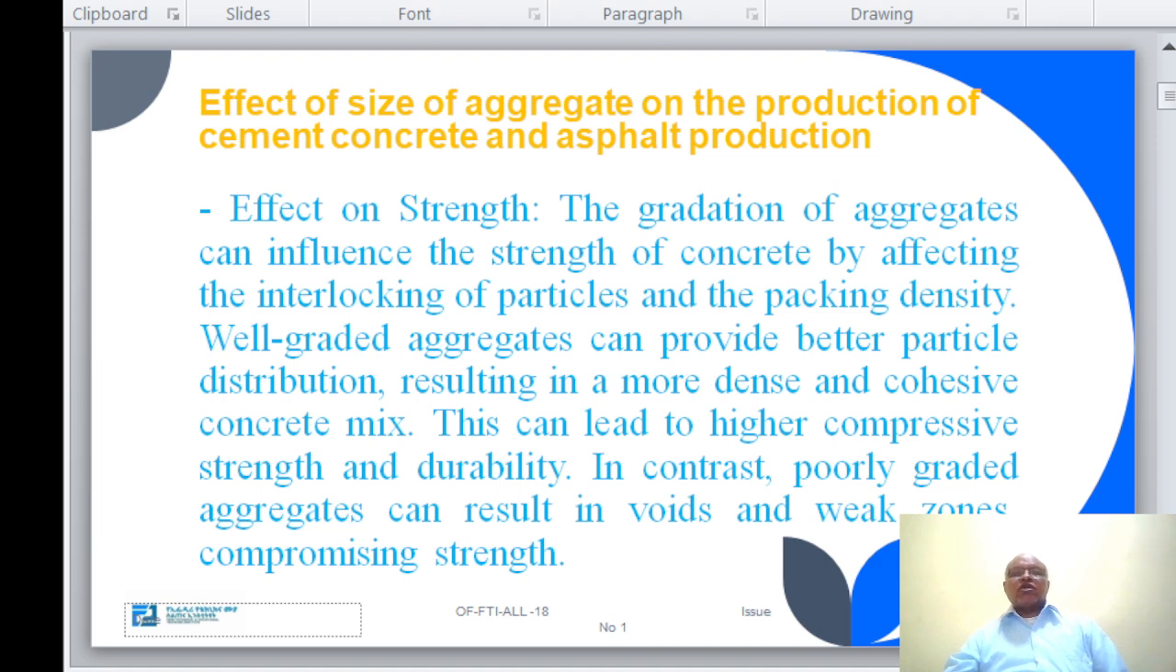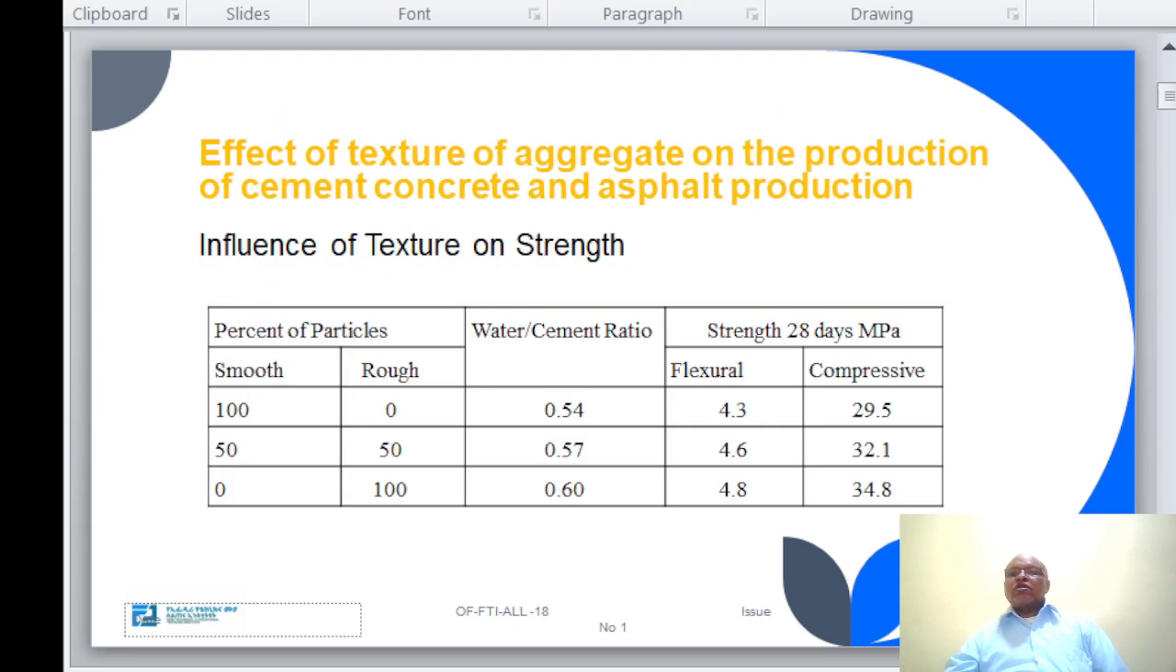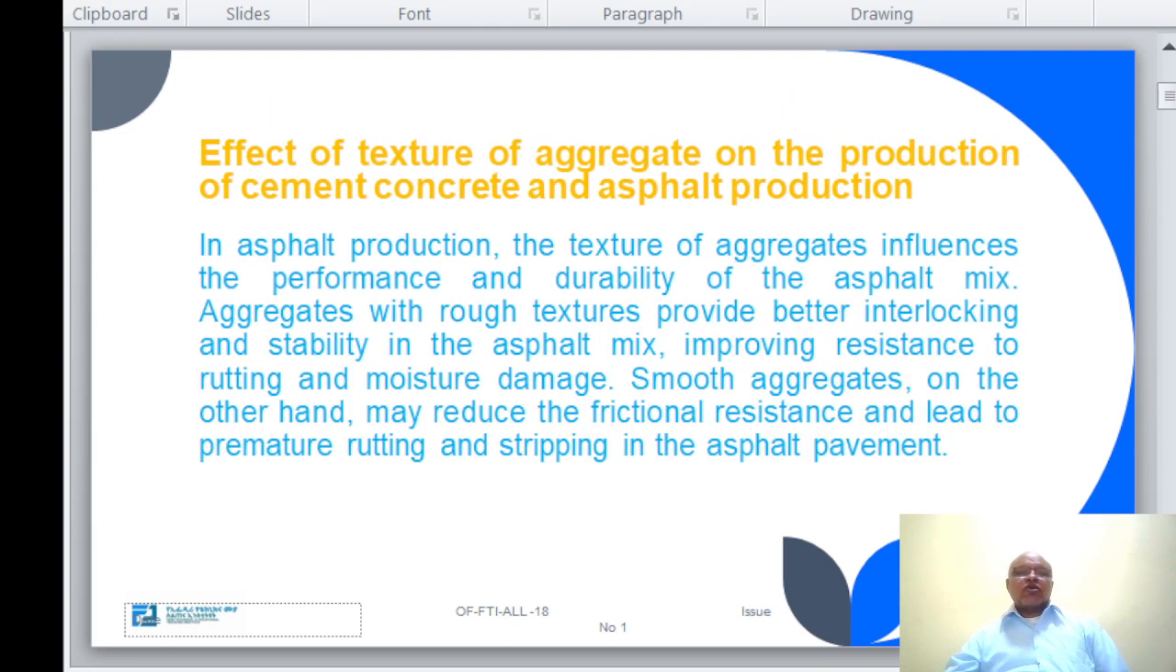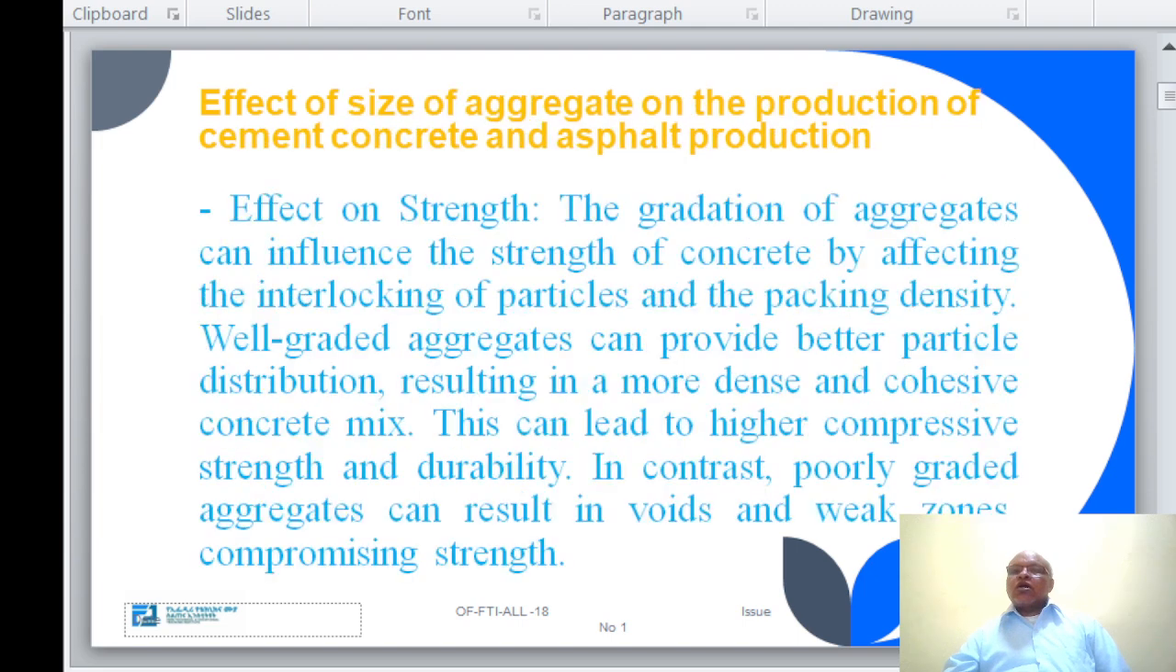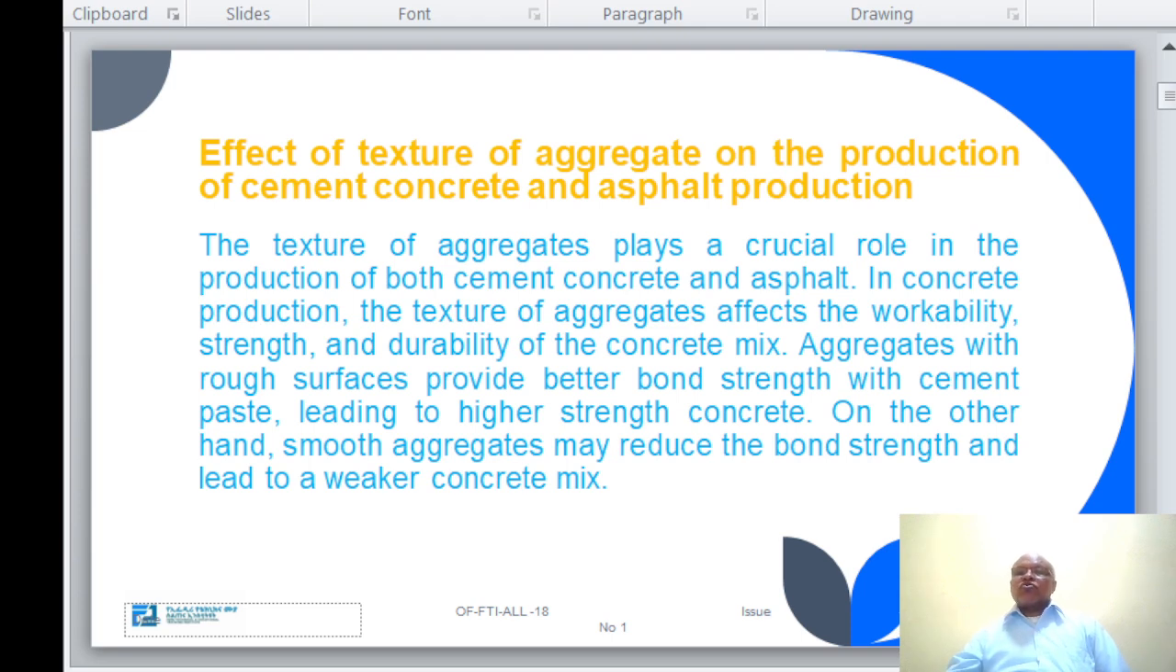Whether it is building a sturdy foundation or constructing a reliable roadwork, the size of the aggregate used in concrete and asphalt production is a critical factor that professionals must consider to achieve the desired performance and durability. Now let's see the effect of texture of aggregate on the production of cement, concrete, and asphalt production.